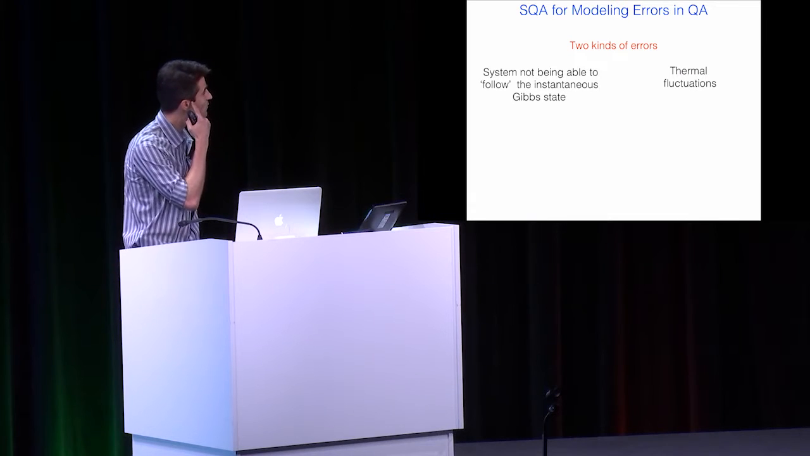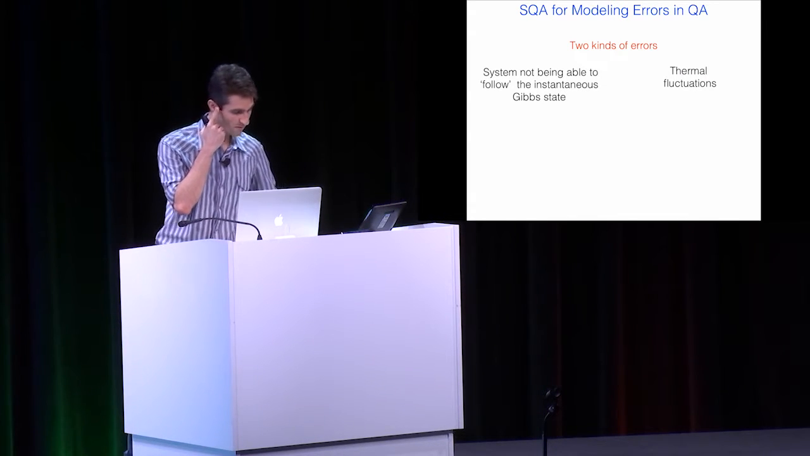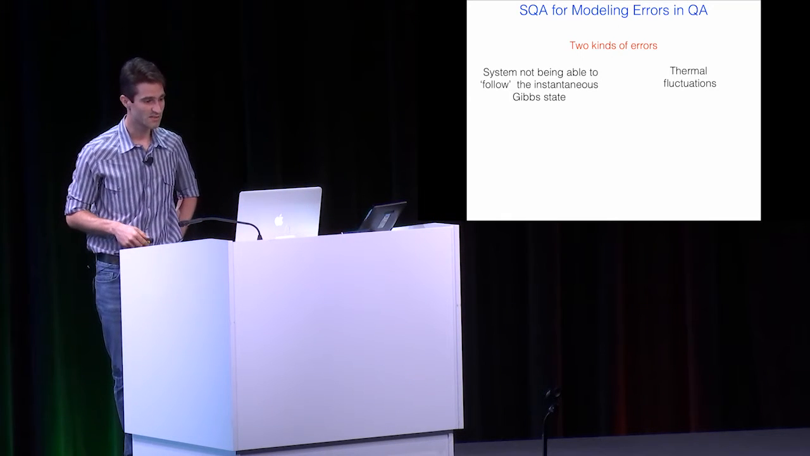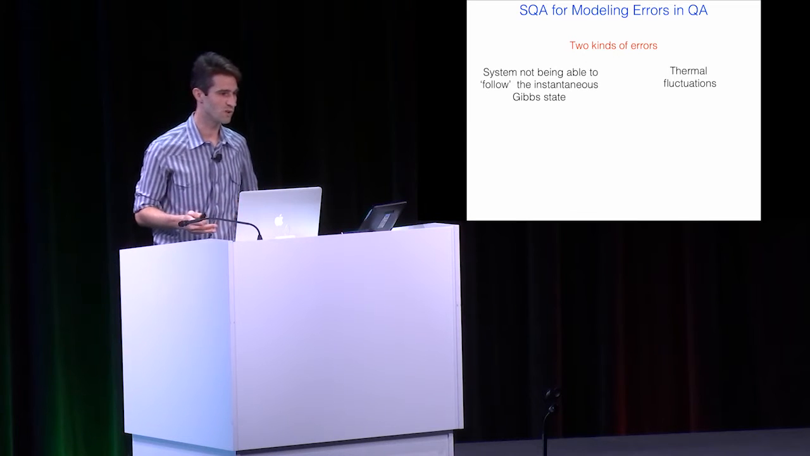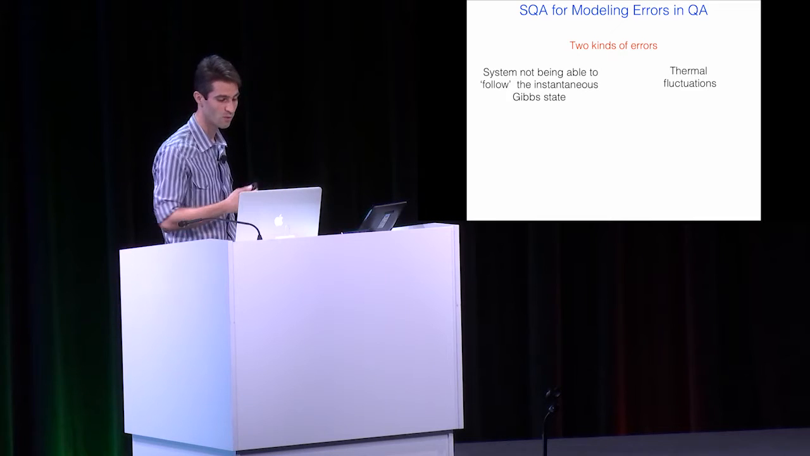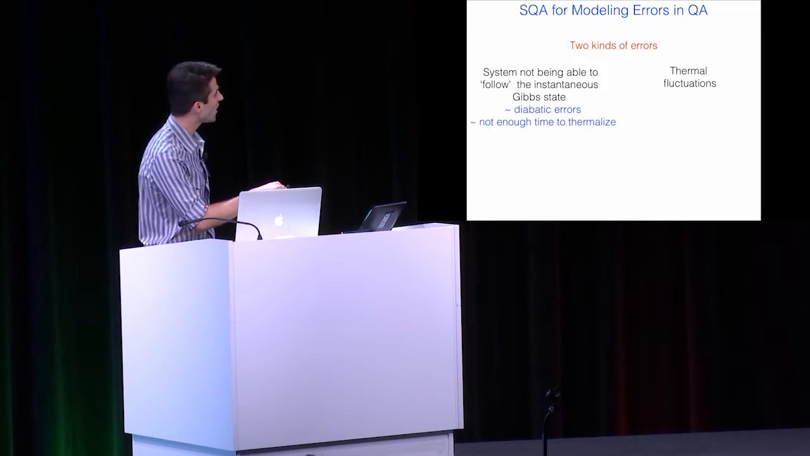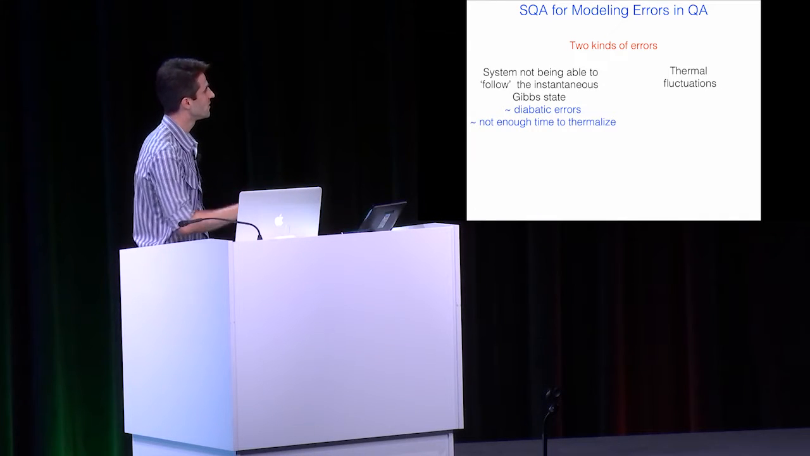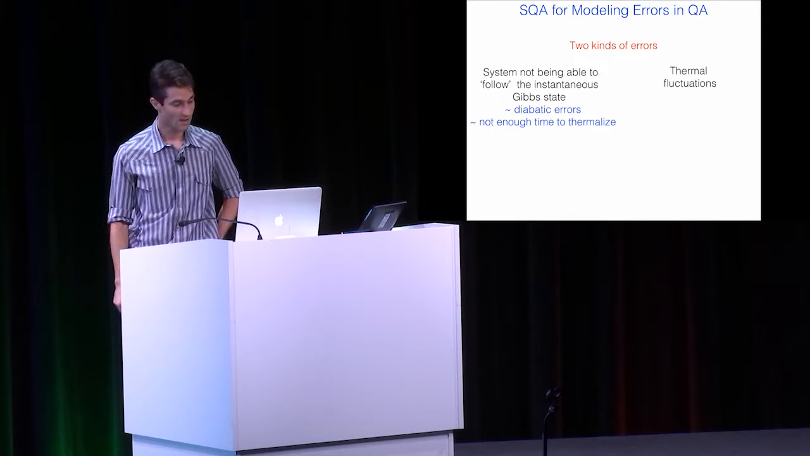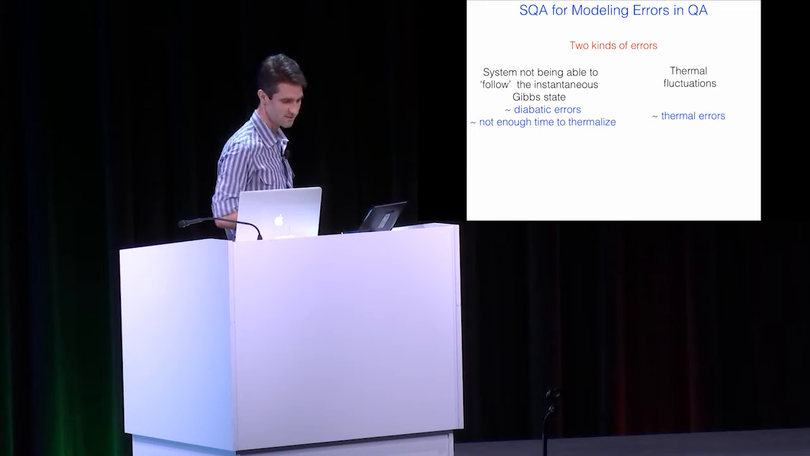So let's think about simulated quantum annealing and the kinds of errors you can have. You can imagine essentially doing your simulated quantum annealing simulation with not enough number of sweeps. In that case, you're not allowing your system to follow, if you like, the instantaneous Gibbs state. So that's kind of like the diabatic errors. And essentially, you're not giving your system time to thermalize. And then, of course, you have thermal fluctuations, and these I'm going to think about as thermal errors.